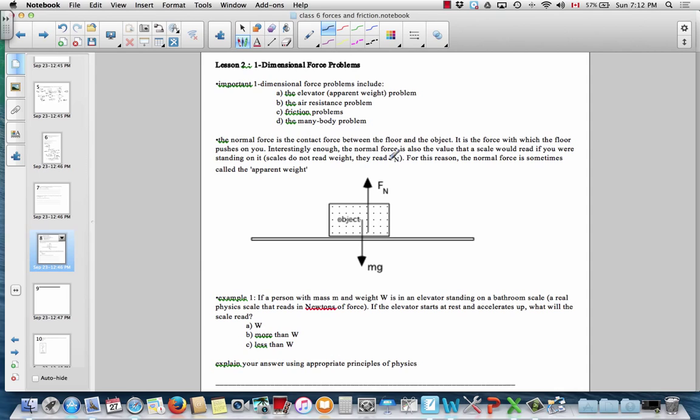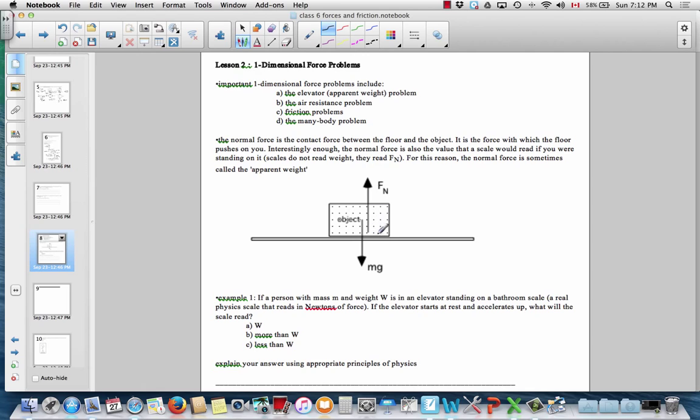Here's an interesting one. Let's call it the elevator problem. So you stand in an elevator, and the forces that act on you are the attractive force from the Earth, which is always downwards towards the center of the Earth, and then the floor pushes up on you. Now that force, the floor pushing up on you, in physics we call the normal force. That's the contact force between you and the floor.